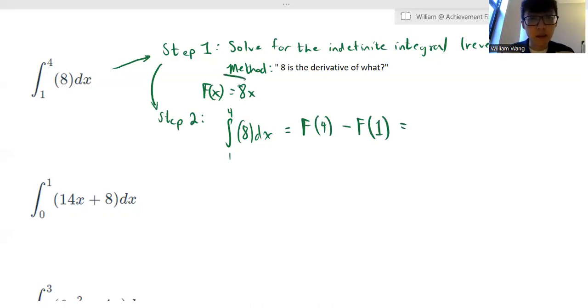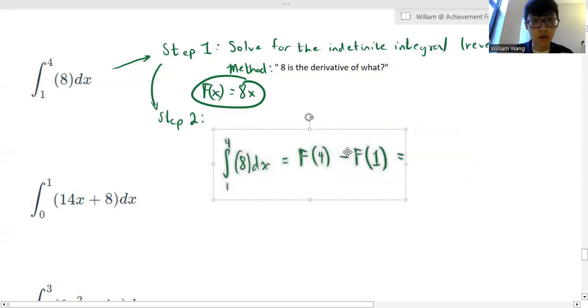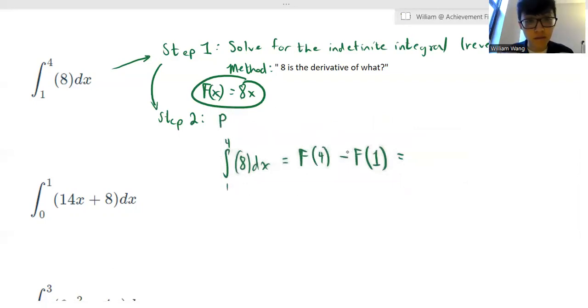Although I did my step 1, I found my indefinite integral. To find my definite integral is just one extra step: plug in your interval and subtract.